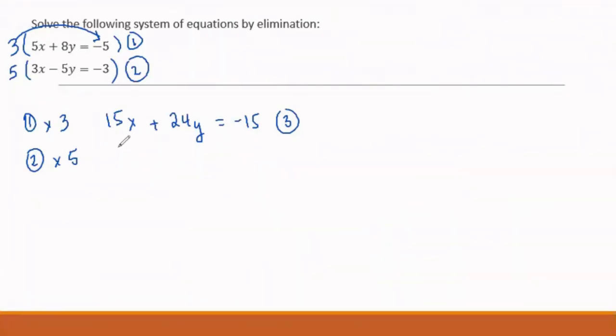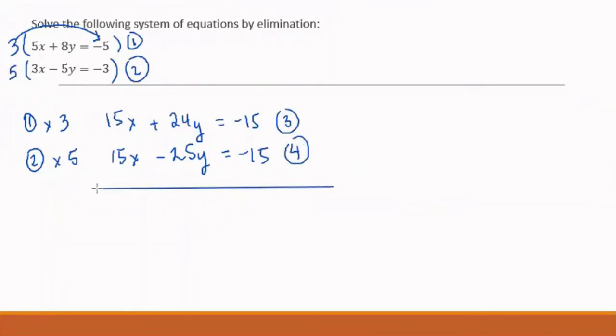All right, 5 times 3x is 15x. 5 times negative 5y is negative 25y. And all of that, 5 times negative 3 is equal to negative 15. I'll call that equation 4. Okay, so now I've got 15x and 15x. Hopefully you've noticed that if you simply add those two equations, I'd end up with 15x plus 15x is 30x. It doesn't eliminate. And here I have 24y and negative 25y. Those aren't the same, so they won't eliminate either. That's okay. So I'm not going to use addition here.